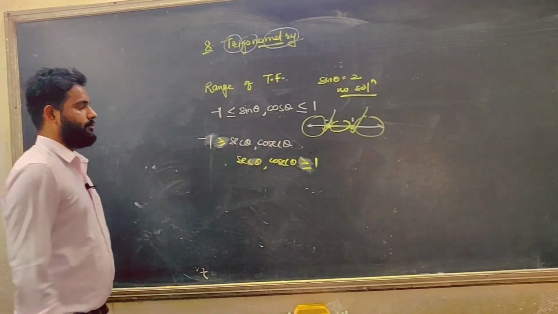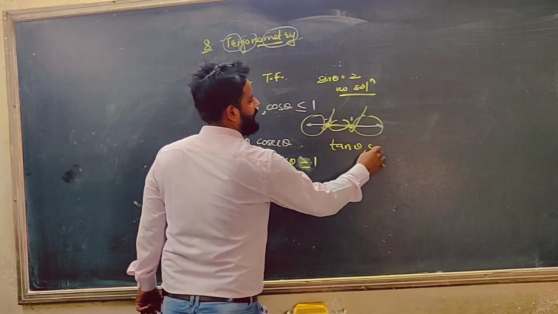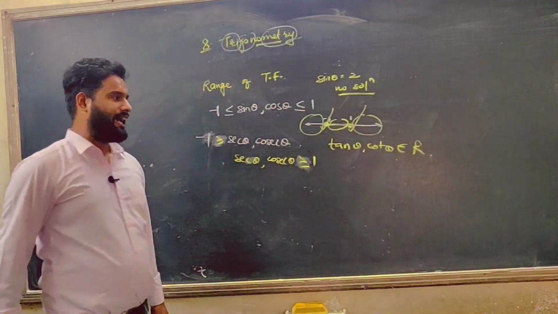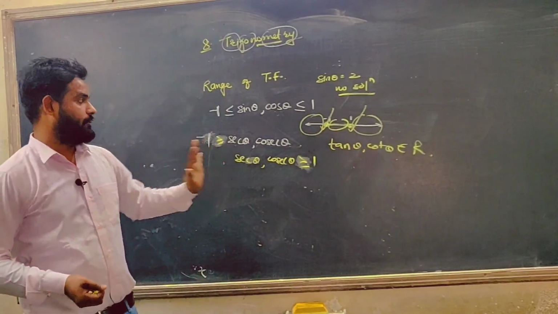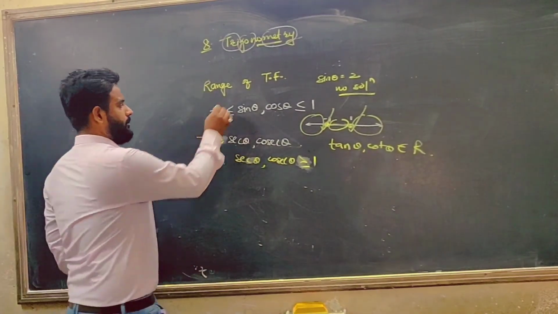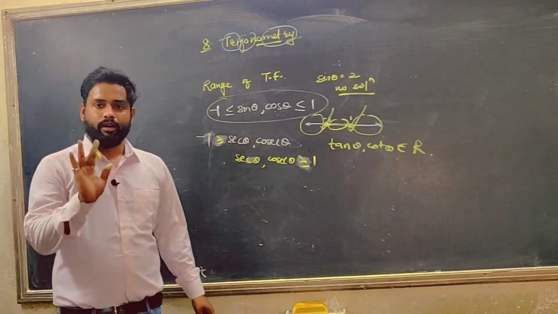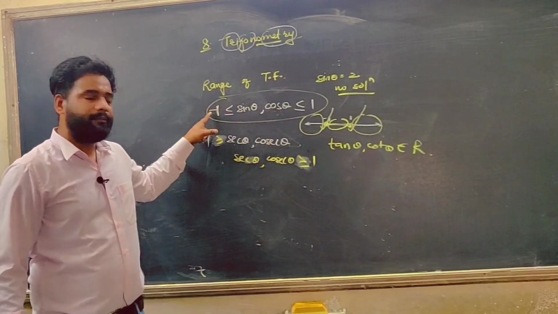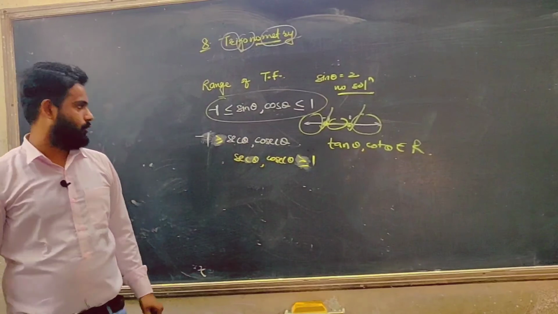These you have to remember. Tan theta and cot theta can have any value, any real number. They can take all the values, right? For 1 mark you have to remember the significance of it. I will explain it later on. For the time being, just remember that sine theta and cos theta have a minimum answer of -1, maximum 1, and in between it can take any value.